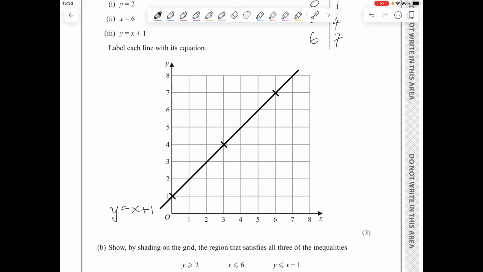The other 2 lines are straightforward. y equals 2 is a horizontal line cutting the y-axis at 2. And x equals 6 is a vertical line cutting the x-axis at 6.